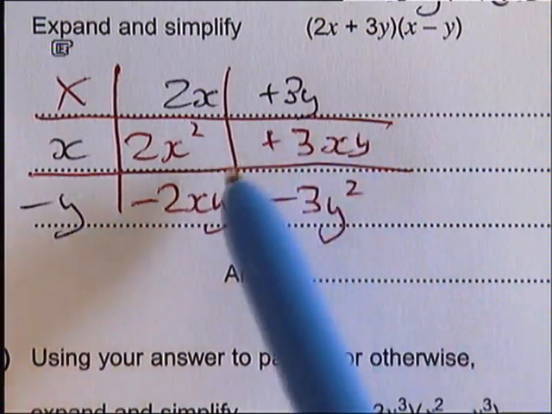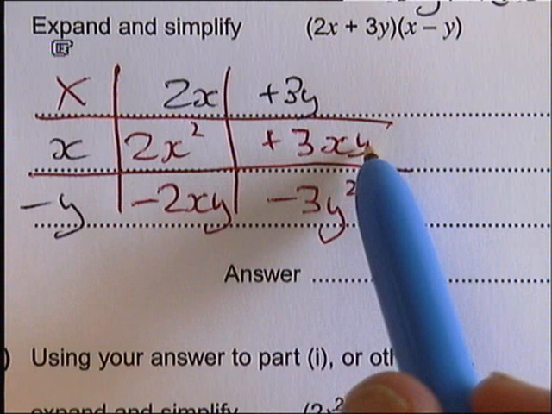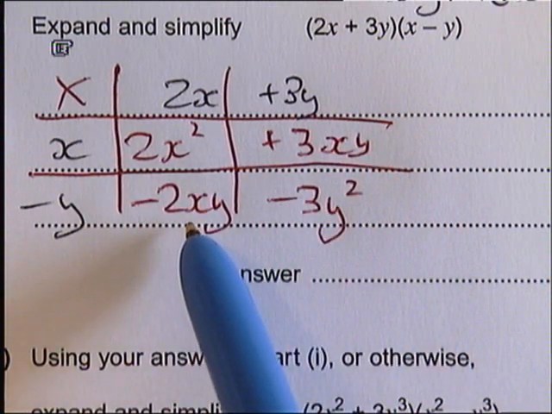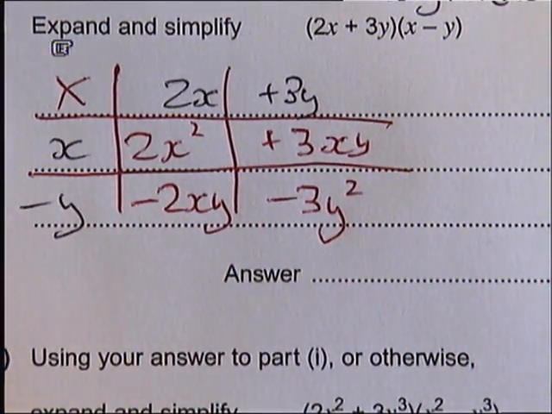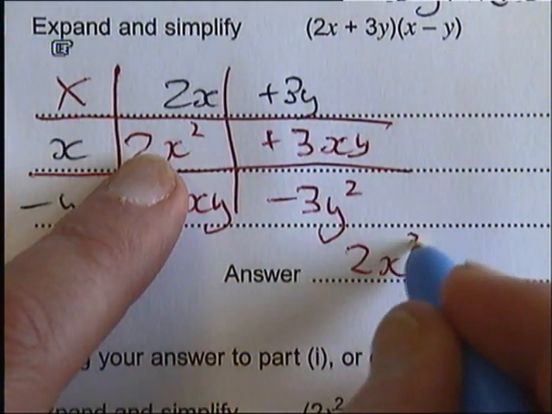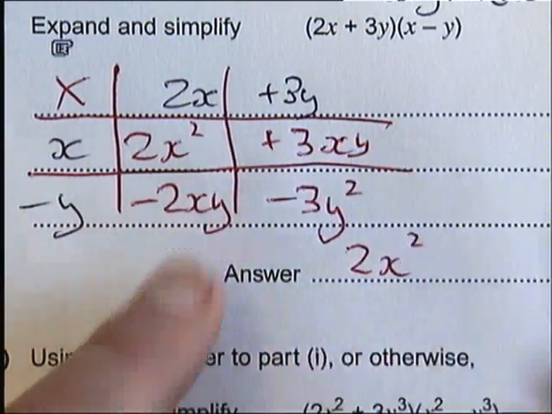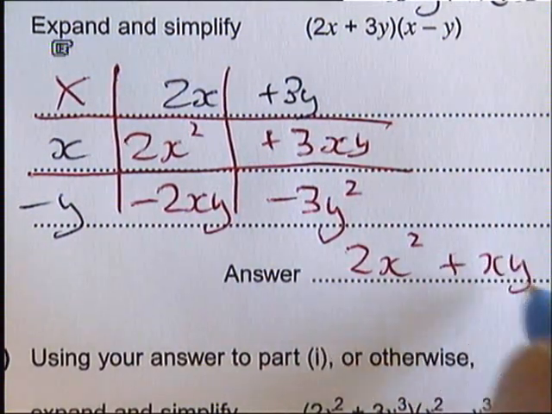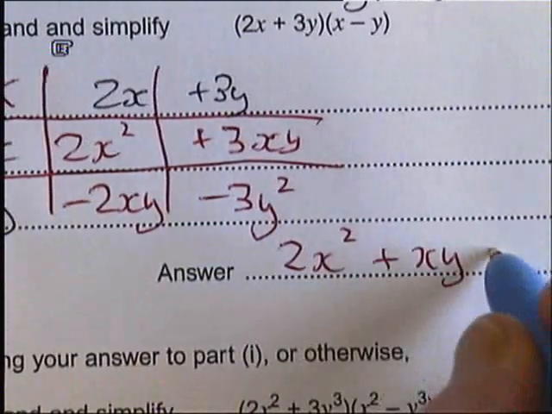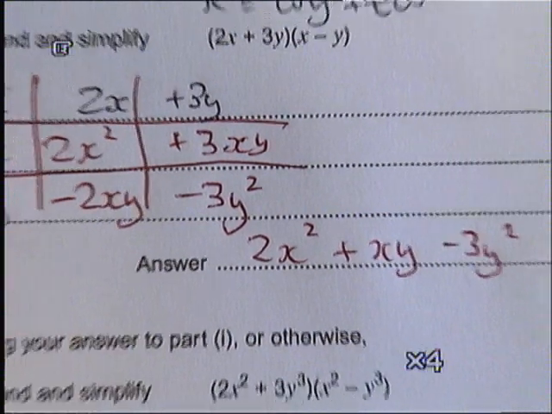Now these two bits here you can combine together, they're both xy bits. 3xy's, take away 2xy's, leave you with one lot of xy. So the final answer will be the 2x squared from top left, the plus one lot of xy you get from these two bits, and you mustn't forget this minus 3y squared, which also needs to be there as part of the answer.